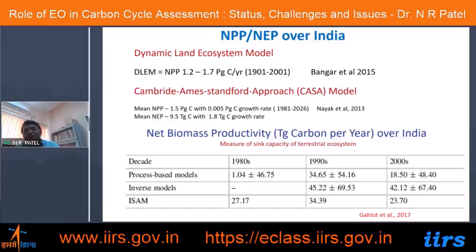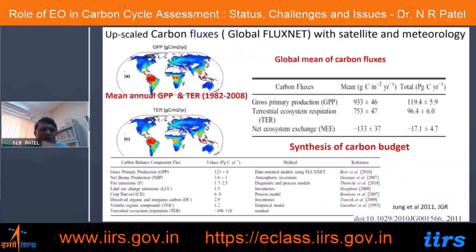So the terrestrial carbon sink has been increasing over the years in India, and this is quantified with different kinds of models. Globally also, as I told earlier, gross primary productivity is almost 120 petagram carbon. Net ecosystem productivity, meaning net ecosystem exchange, is around 17 petagram carbon. As of now, this is the current database.